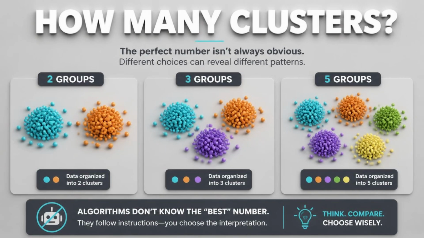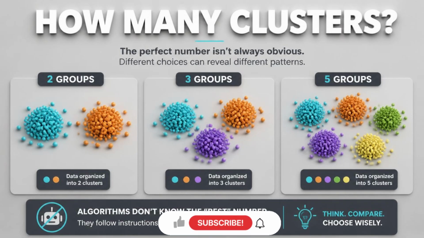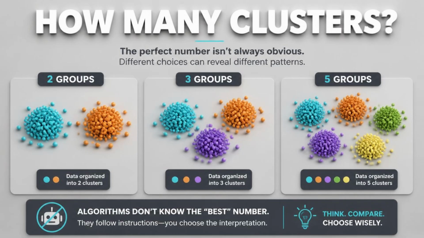But there's a catch. How many groups should we actually create? 2, 3, 5, 10? The answer isn't always obvious. And this is one of the important limitations of clustering. An algorithm can find a mathematical structure in the data, but that doesn't automatically mean the structure is meaningful. We still need to evaluate the result. We still need context, and sometimes we still need human judgment.